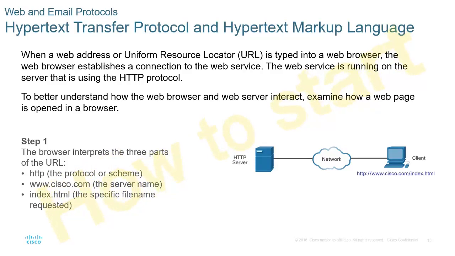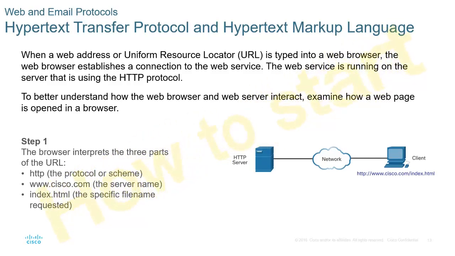But there is actually a protocol or a scheme at the very beginning. HTTP or HTTPS is the protocol or scheme. Then the actual domain, the fully qualified domain name, would be like www.cisco.com. www is the subdomain of Cisco. And then the .com is an extension.